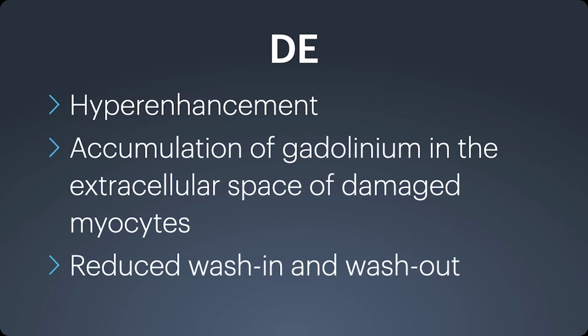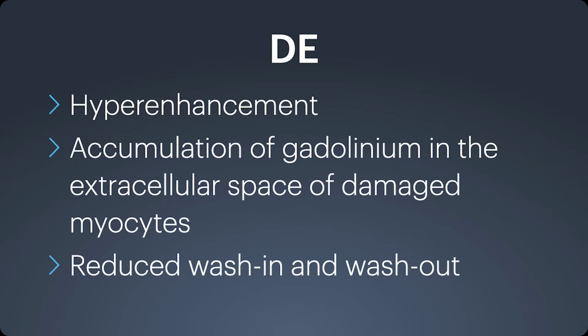And what this is, it's hyperenhancement. So in normal myocardium, the myocytes are fairly densely packed together. And so when you give contrast, there's a relatively low volume of distribution within the actual myocardium. It rapidly washes in, rapidly washes out. And as a result, by the time we perform delayed enhanced imaging, normal myocardium is essentially low signal. There's really no enhancement.